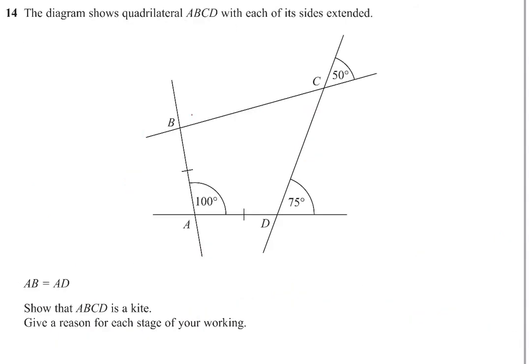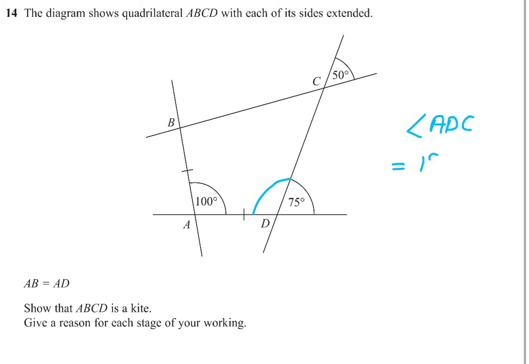Okay, question 14. This is quite a tricky one. And the diagram shows quadrilateral ABCD with its sides extended. This is a 4-mark question, by the way. We're told that AB equals AD, and we're asked to show that ABCD is a kite. Okay, so let's do what we can. Firstly, we can work out this angle here. So this is angle ADC.